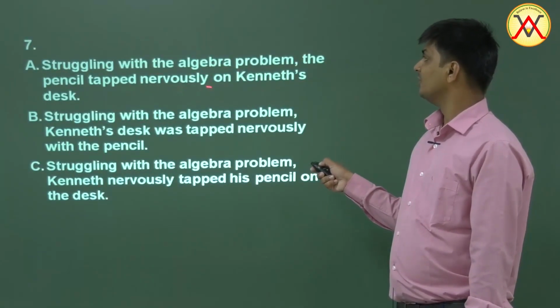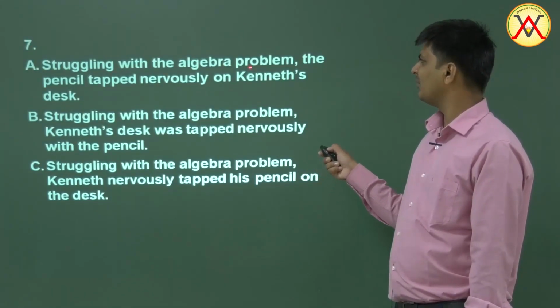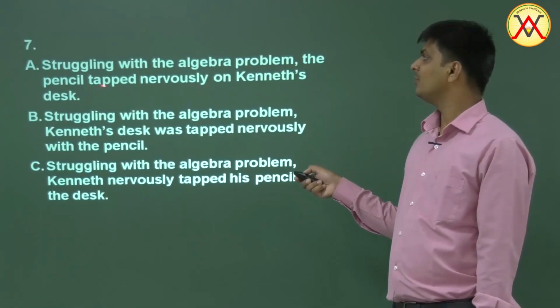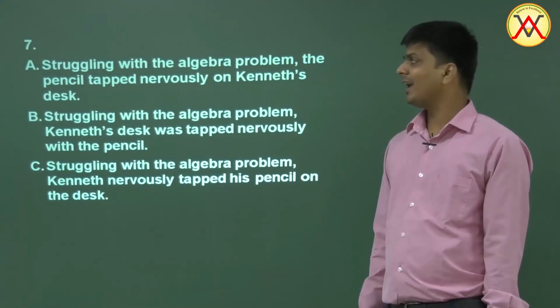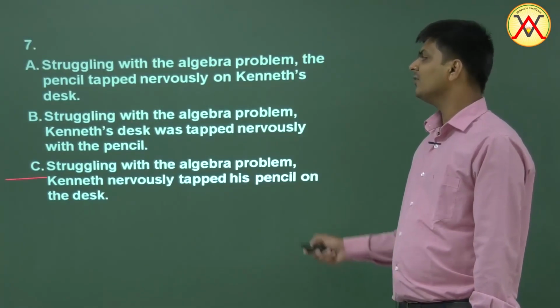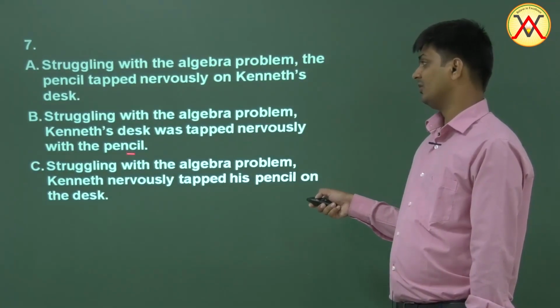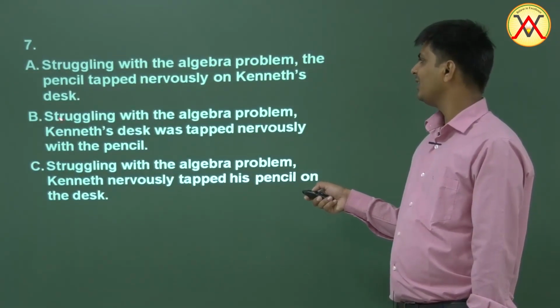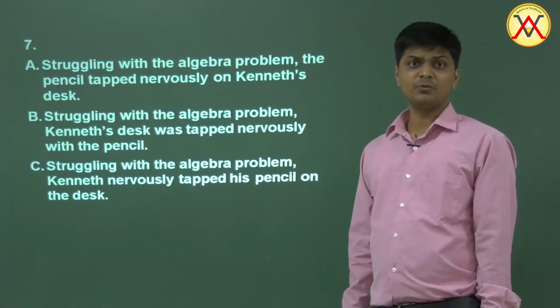7th. "Struggling with the algebra problem, the pencil tapped nervously on Kenneth's desk." Well, who is struggling with the algebra problem? Here it seems that the pencil is struggling with the algebra problem, which is not right. Obviously, the pencil cannot struggle with the algebra problem. In the second one, "Struggling with the algebra problem, Kenneth's desk was tapped nervously with the pencil." Well, here it seems that Kenneth's desk is struggling with the algebra problem because it's put close to it.